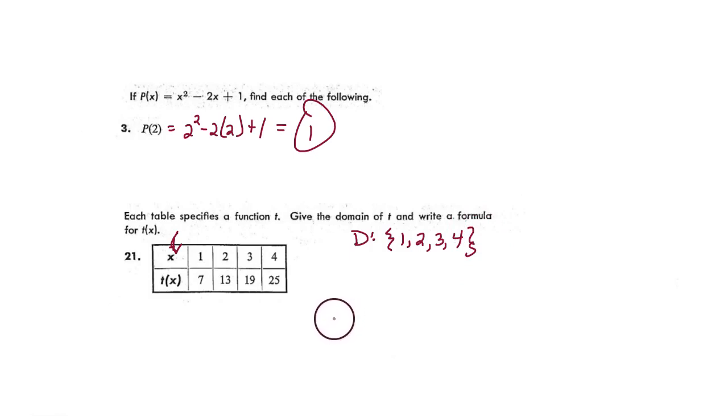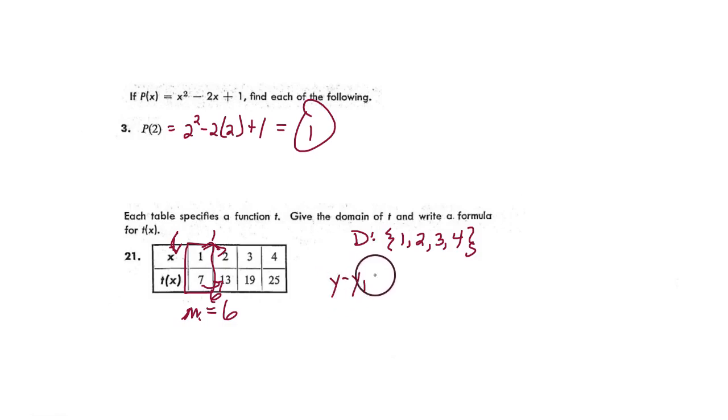Now we want to write a formula for t of x. The first thing I notice is this is linear. There's a constant rate of change from dot to dot. That slope is 6, because this is changing by 6 when this changes by 1. The other thing I notice is there's a point, 1, 7, that's a solution. So we can use point slope form.